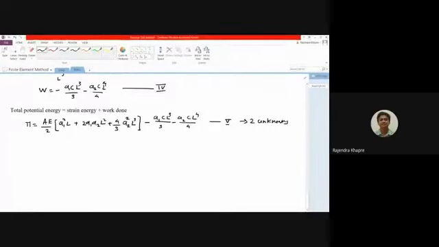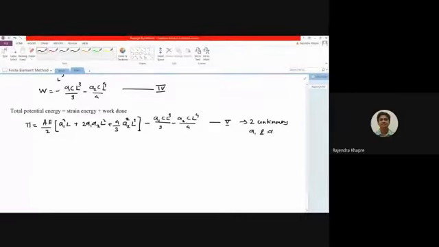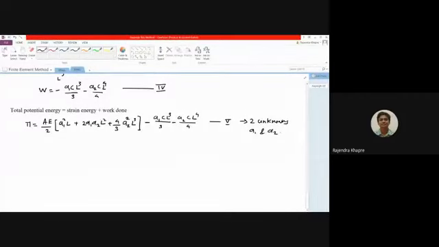Okay, these two unknowns are a1 and a2. Till now, in whatever problems we have solved, we had either a1 or a2, but this has both. Both are present over here. So now, in order to maintain the equilibrium, this total potential energy should be minimum, isn't it?